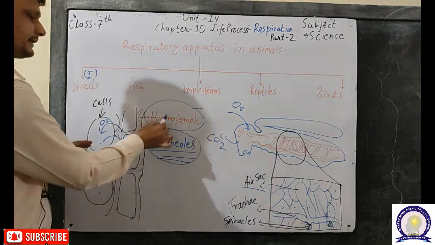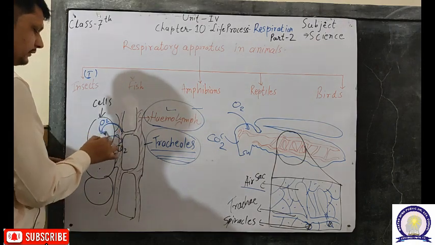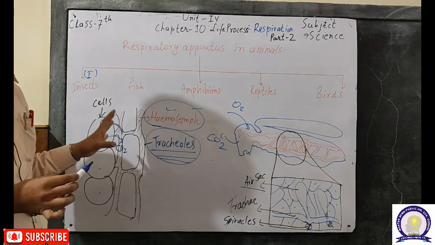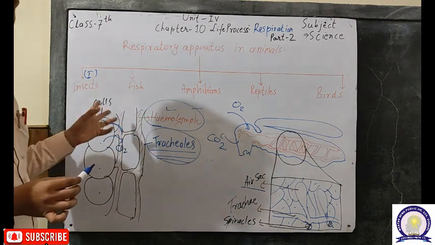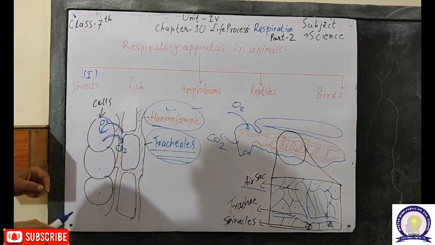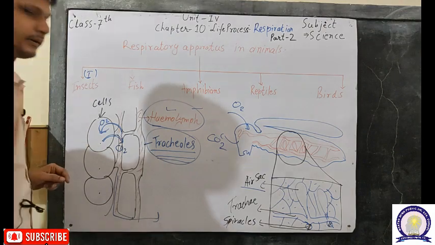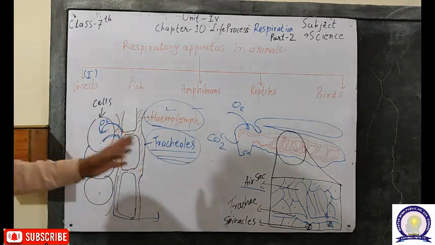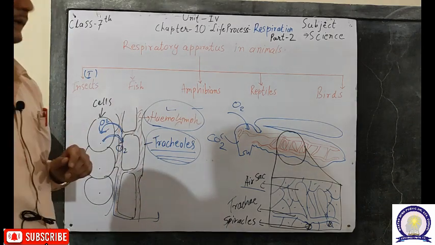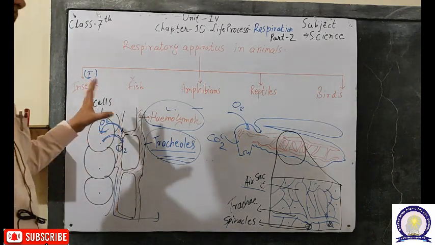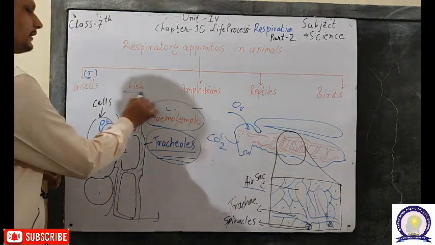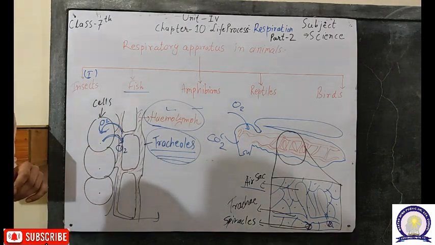Now the oxygen present in the hemolymph gets into the cell by simple diffusion, and the waste carbon dioxide produced by the respiration chemical reaction gets into this tracheal system and goes out of the body through the spiracles. So in the insect, this is how the respiratory apparatus works. Now in the next part we will discuss the respiratory apparatus in fishes.